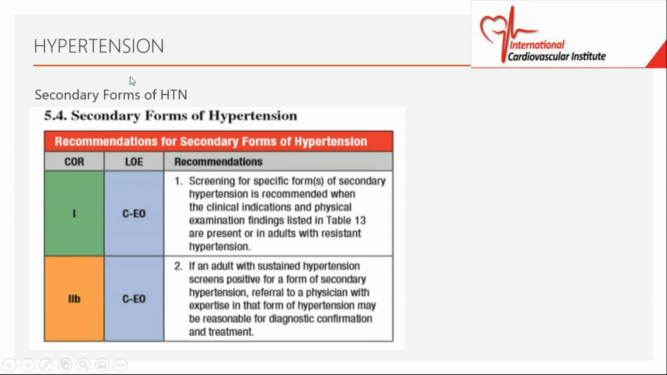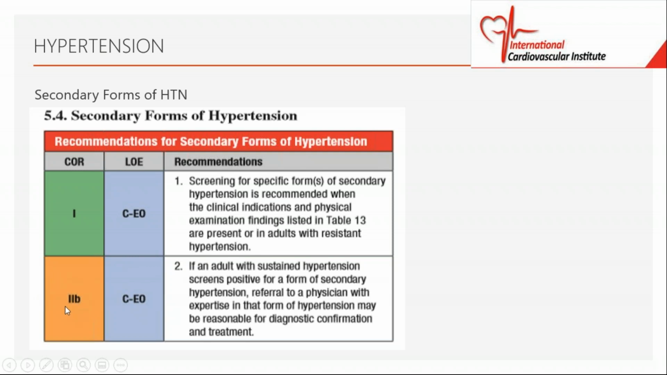you should screen for a secondary form of hypertension, especially in a young patient. So if you get a patient coming to you less than age 30 with hypertension, and especially if you get something in the history that suggests it, you should do a screen for a secondary cause of hypertension.